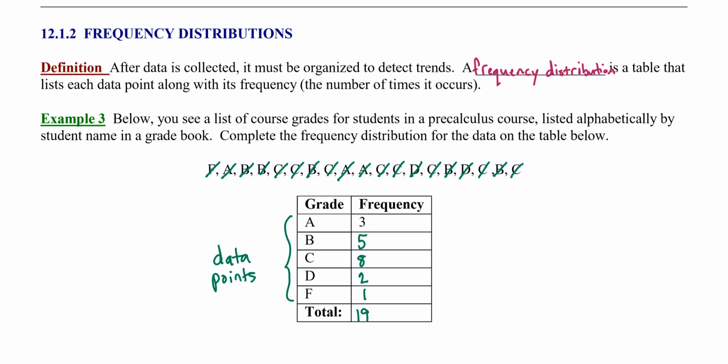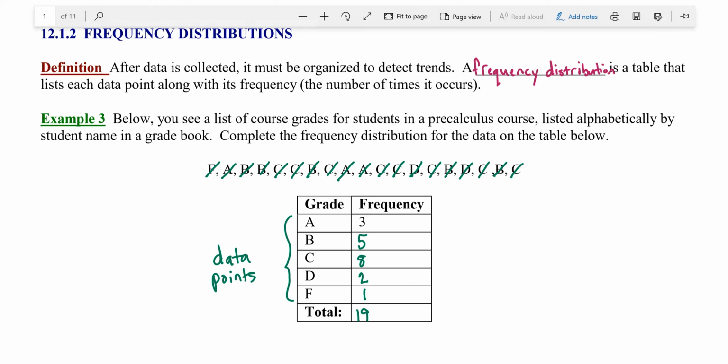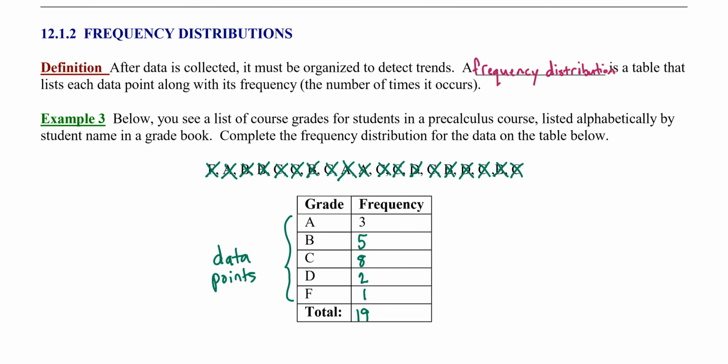Now, just to make sure that I didn't leave anything out, I'm going to be diligent and count the grades one more time. So I have 1, 2, 3, 4, 5, 6, 7, 8, 9, 10, 11, 12, 13, 14, 15, 16, 17, 18, 19. So 19 grades, and the sum of my frequencies is 19, so it looks like I didn't leave anything out. So this is a very basic and fundamental way of beginning to decipher the trends in this particular example.